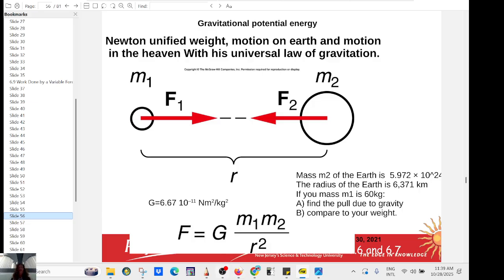So this is called the inverse square law, which means if you multiply the distance by 2, the force is divided by 4. If you multiply the distance by 3, the force is divided by 9. Opposite?